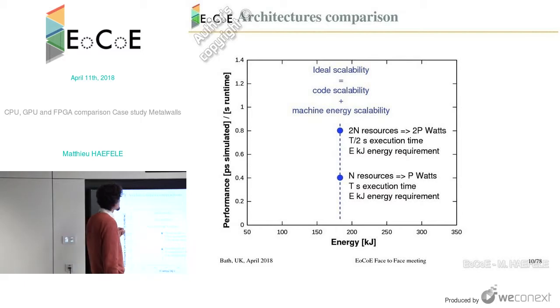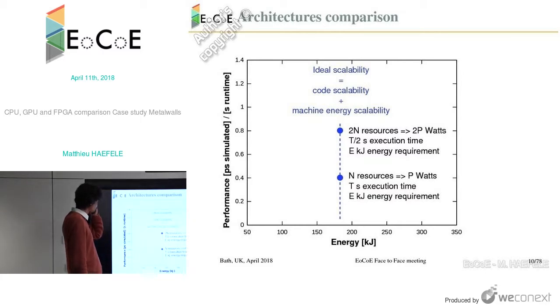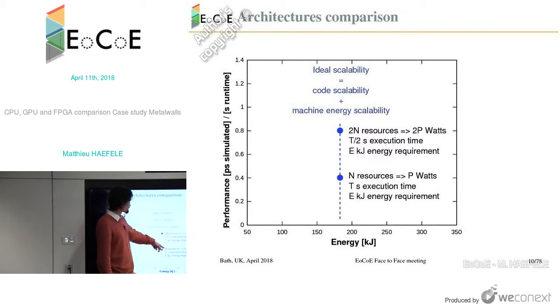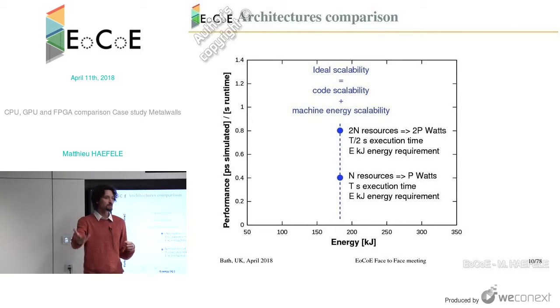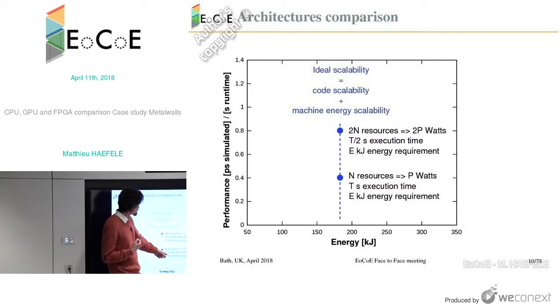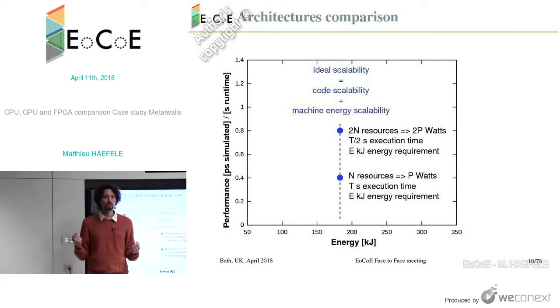So this is what ideal scalability looks like on this kind of plot. Typically you run on n resources here, so you need p watts, and you need t seconds to execute the run, and you need E kilojoules that are required to fire up the machine.